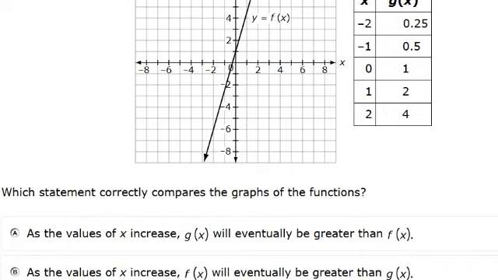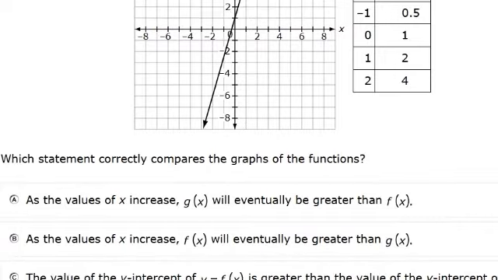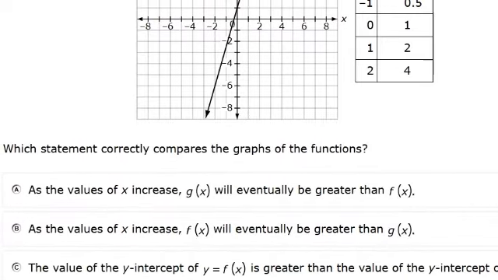Which one is the answer? Is g of x increasing as you go from left to right? Yeah. And what about f of x? Yeah. So both are increasing. But which one is the greater one? F of x.